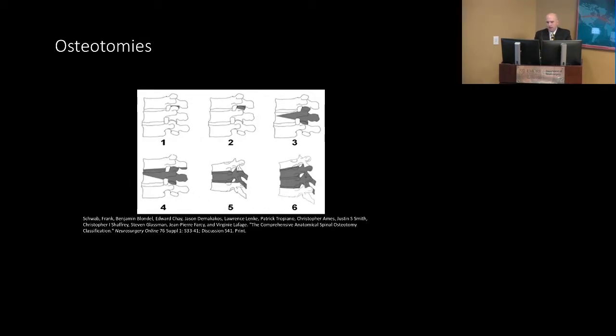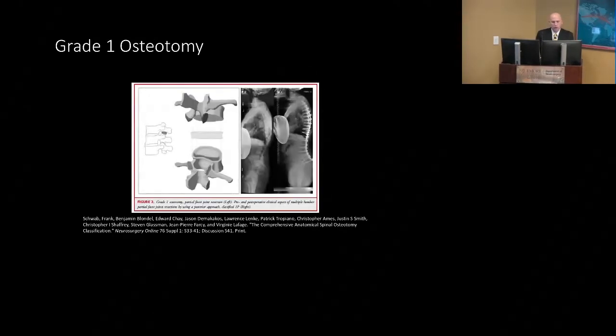So Frank Schwab and some folks from the ISSG put together a comprehensive anatomical spinal osteotomy classification, which I like because it makes a lot of sense, and it also avoids a lot of the eponyms, which over time have been kind of bastardized and become to represent things that they didn't actually initially represent. So a grade 1 osteotomy is a partial facet joint resection. That's it. Essentially all you're taking off is a partial facet.